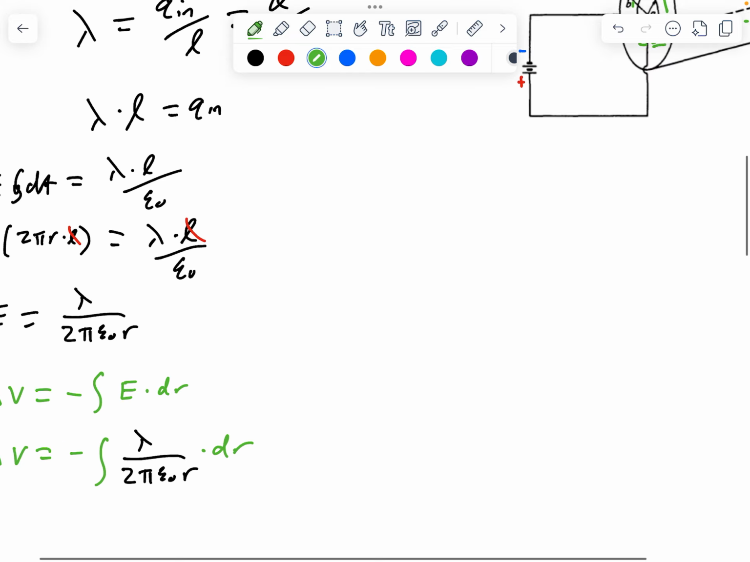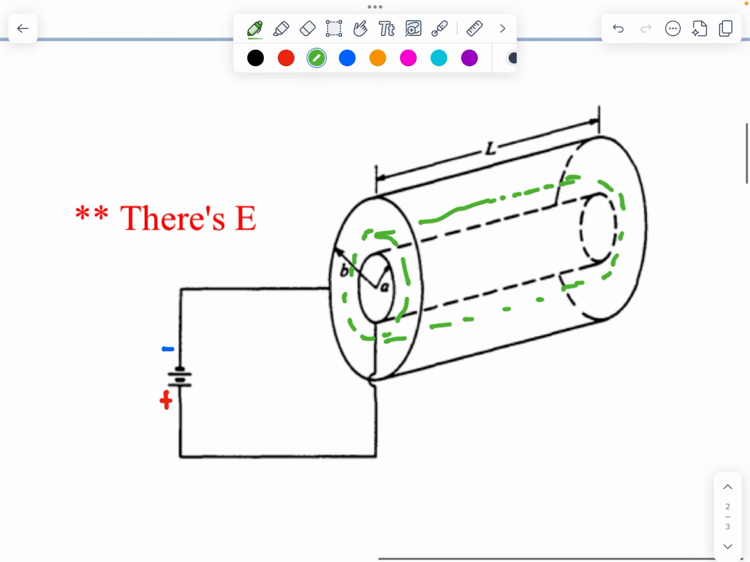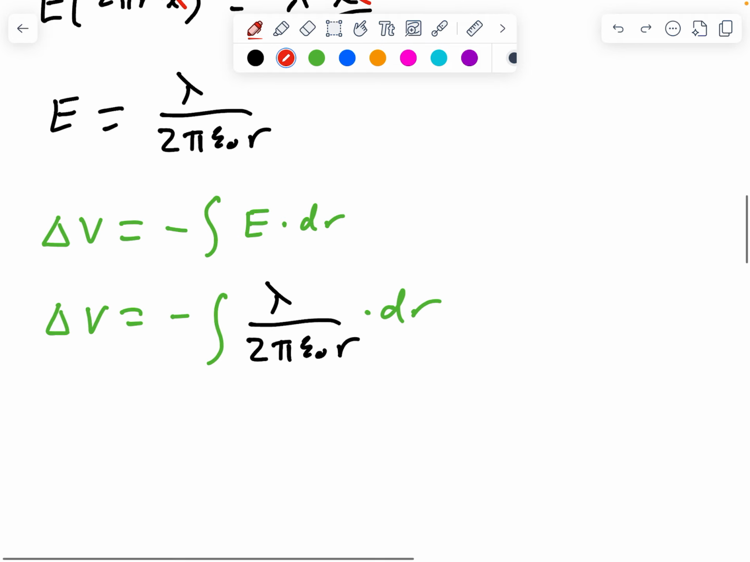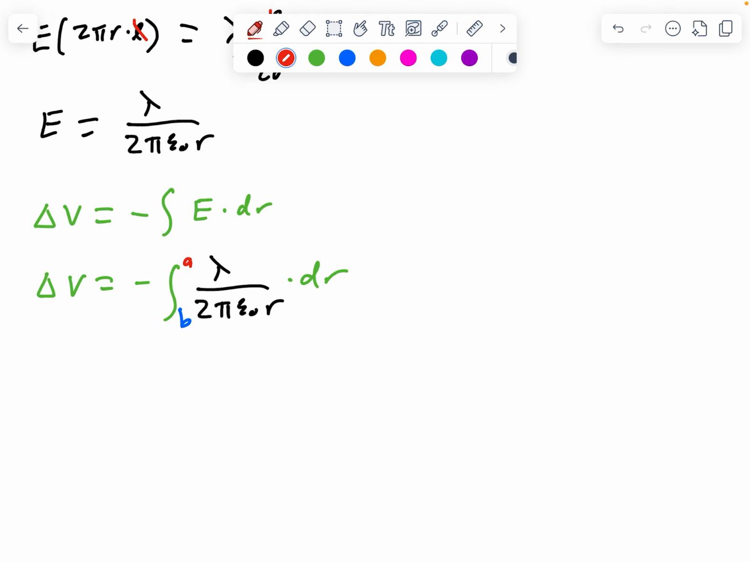Well, when I do my delta V, we want to go from the lower voltage to the higher voltage, which in general with these kinds of things, we go from the outside to the inside. Because out here, this is like the negative terminal that's connected to this part, so that's going to be the negative voltage out here, and this is going to be the positive voltage in here. So from the negative to the positive, from B into A. Again, just a general rule of thumb: if you have to guess, you go out to in.